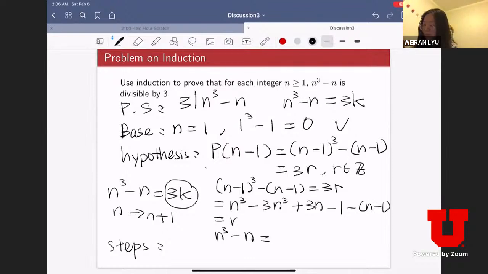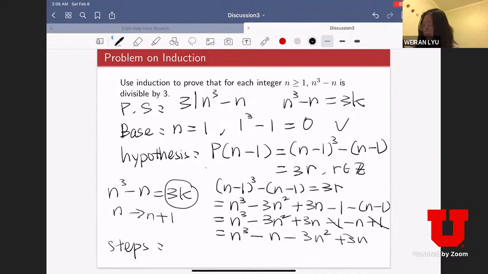And this will give you n cubed minus 3n squared, sorry, this should be n squared, plus 3n minus 1 minus n plus 1. And then the minus 1 and plus 1 cancel out. And if I just move the n squared and the n over here, sorry, that's n cubed. What do you see here? And this is equal to 3r, as we assumed the hypothesis is true.